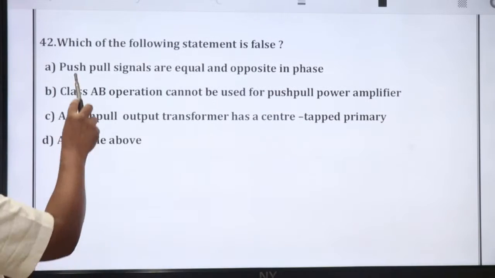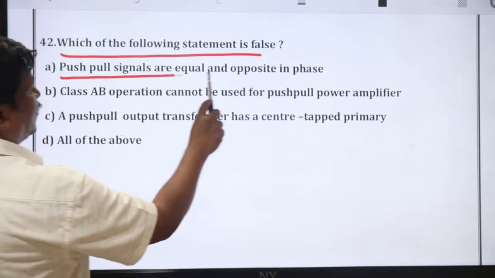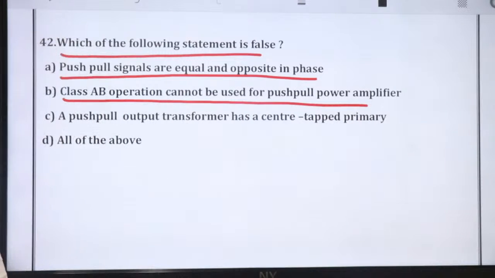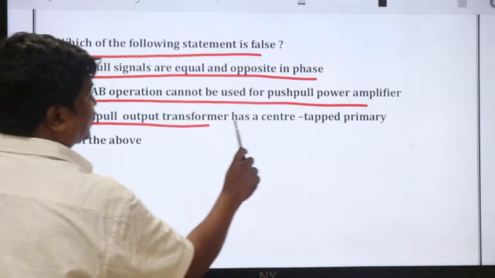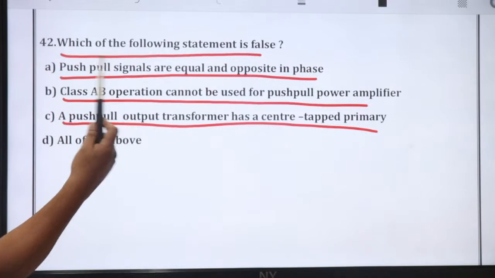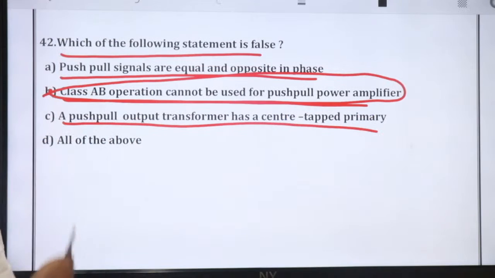Next, which of the following statements is false? Push-pull signals are equal and opposite in phase. Class AB operation cannot be used for push-pull power amplifier. A push-pull output transformer has a center tap primary. All the above. Tell me what would be the answer. False statement: class B amplifier and class AB amplifier are both the same, and can be used for push-pull configuration also. So the statement saying it cannot be used is wrong.